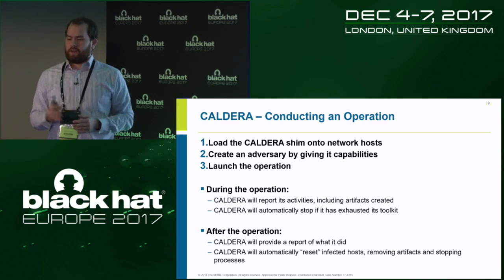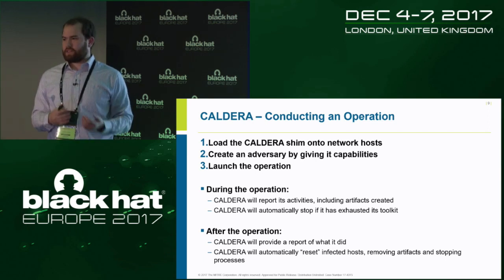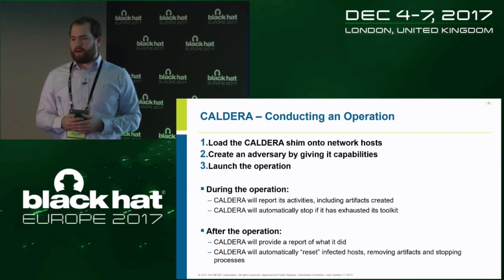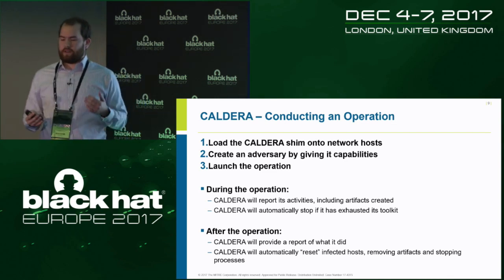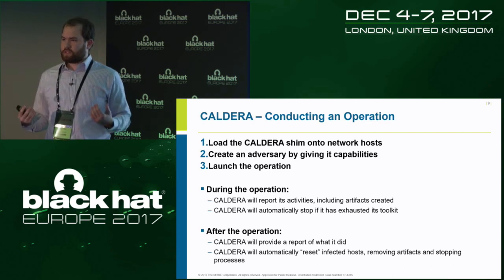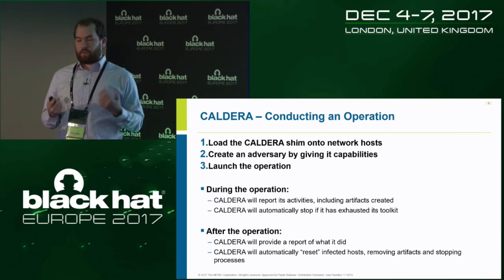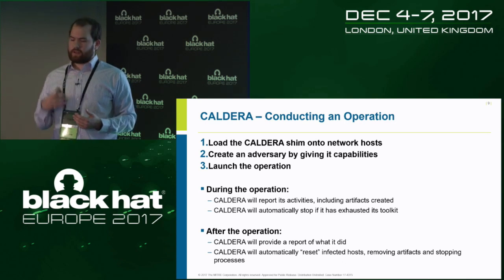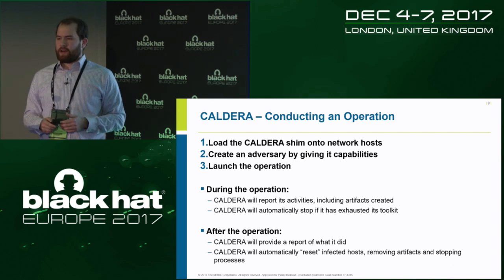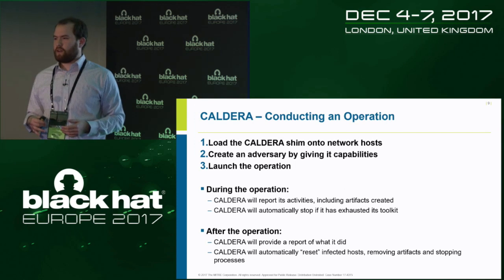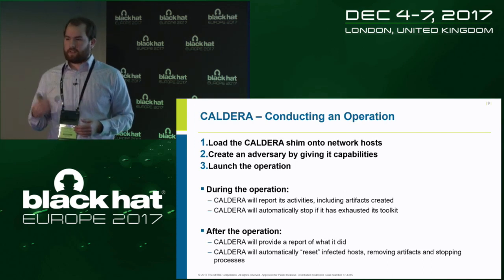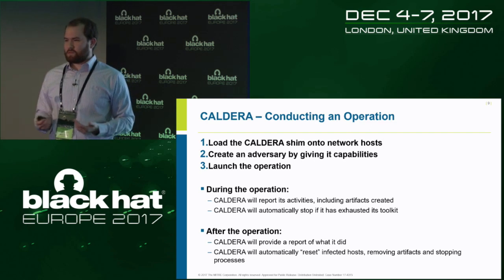You install the service shim. You create an adversary by giving it capabilities. These are things like privesc, WMI, lateral movement, exfil, and then you just click go, and the system knows how to compose the pieces together that you tell it to do. While the system's running, it'll tell you what it's doing, and afterwards it'll show you an overview of what happened. It does have a cleanup function, so anything that happens in the network, files that are dropped, processes that are created, services that are created, all that stuff gets cleaned up. Most people want that.